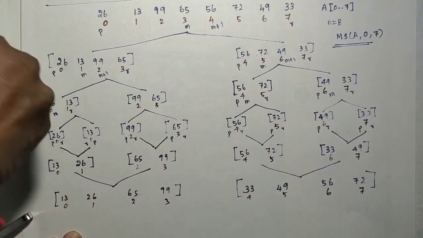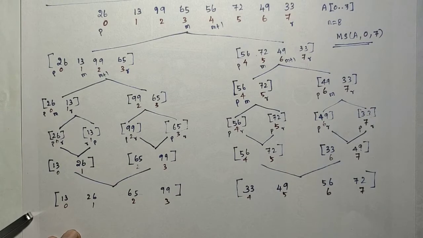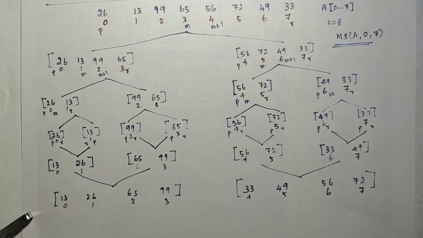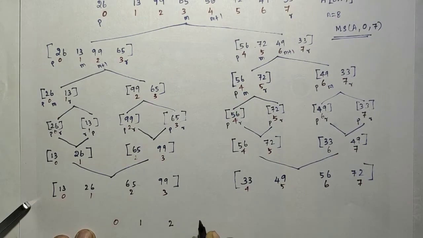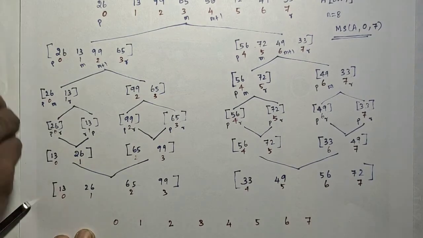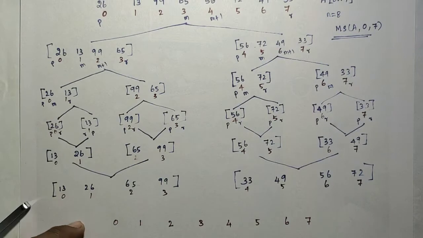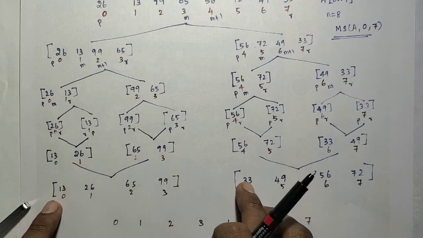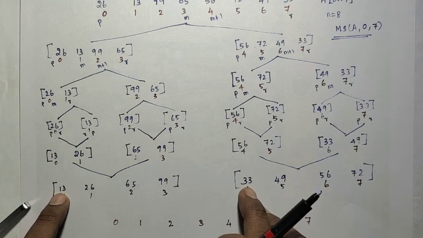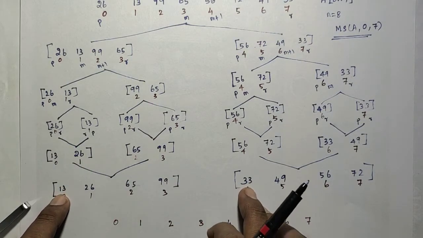Indexes 0, 1, 2, 3, 4, 5, 6 and 7. Just reminding you of the merge algorithm and what is happening: it starts comparing the elements one by one from the first half and the second half. 13 and 33. Which one is the minimum? 13. Put it here.